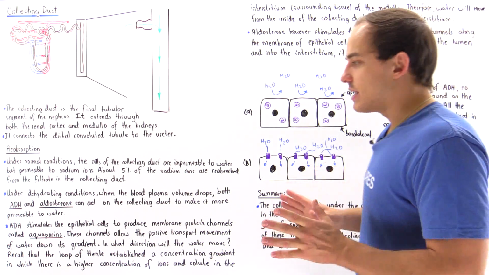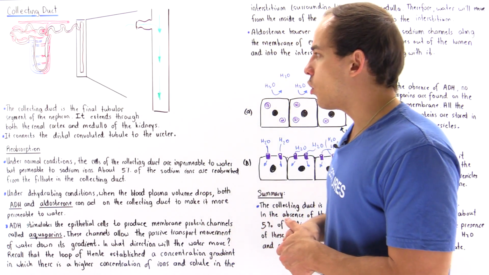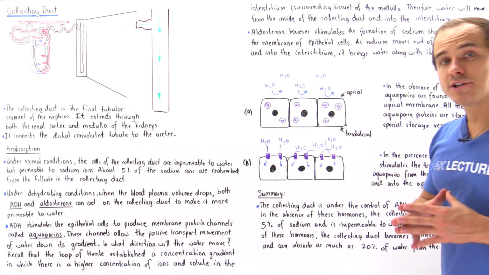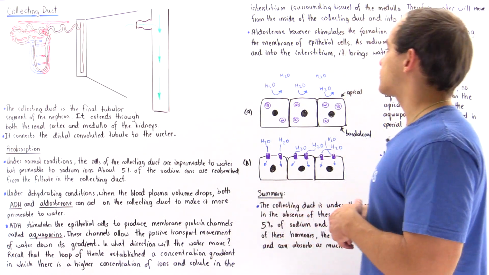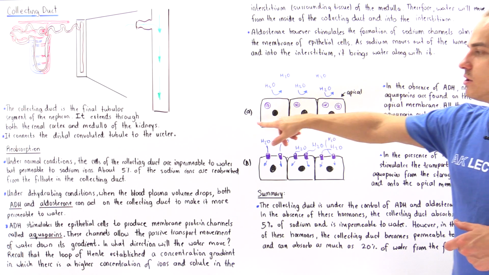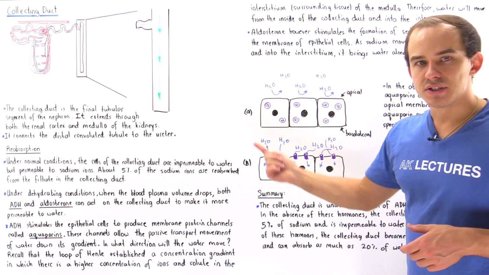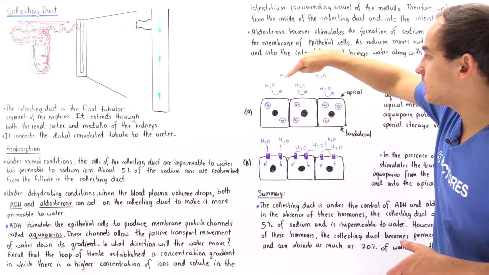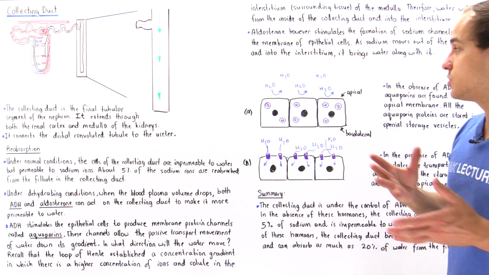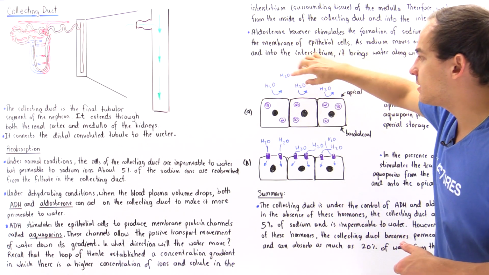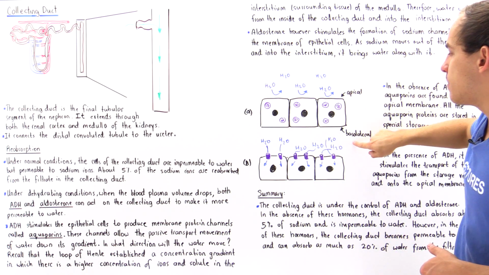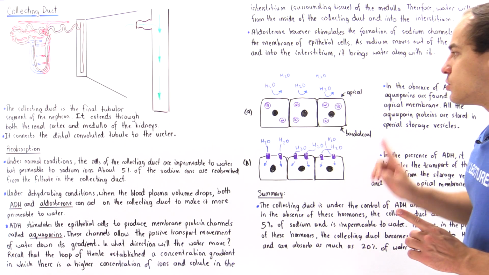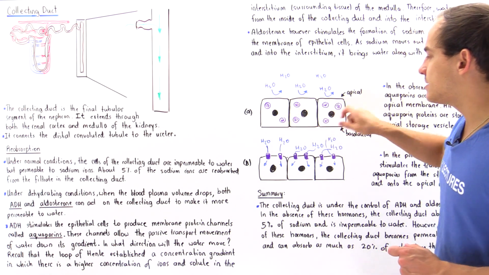Now, earlier we said that ADH, antidiuretic hormone, basically produces more of these aquaporin channels. The question is, how exactly does this actually take place? So let's take a look at diagram A. In the absence of the ADH hormone, these cells are impermeable to water. So if water tries to pass from the apical side to the basolateral side, it will not be able to pass across.